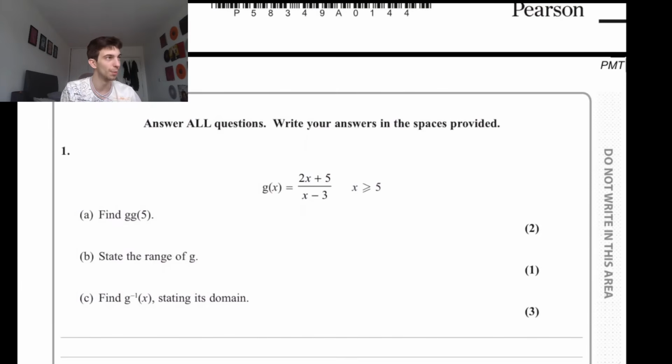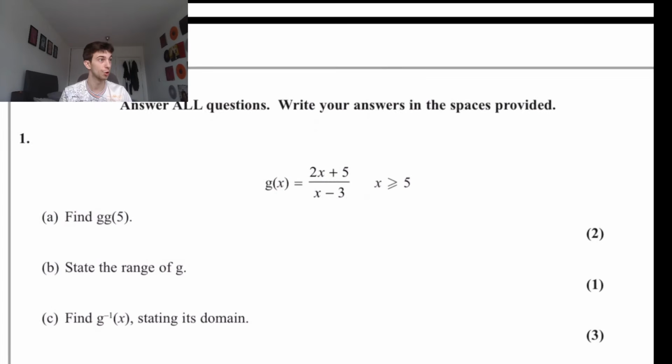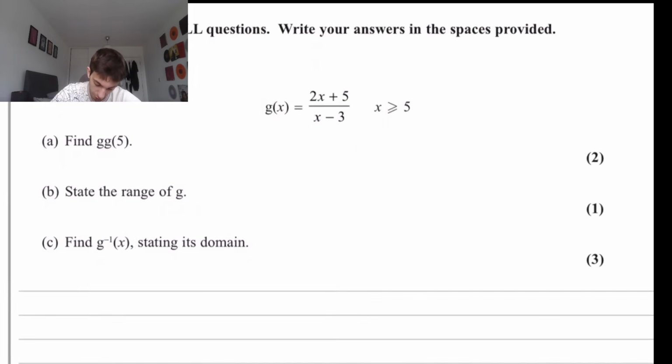Okay, 2018 paper 2, Edexcel A-level maths. Let's go straight into it. Question 1. We're told that g of x equals (2x + 5) over (x - 3), and we have a restriction on our domain that x must be larger than or equal to 5. Part A of this question, nothing too tricky.